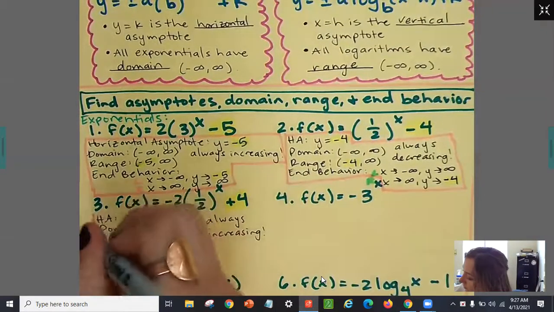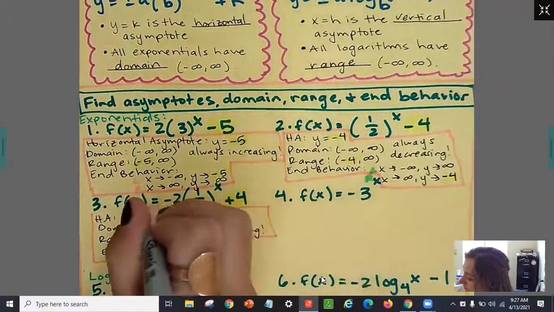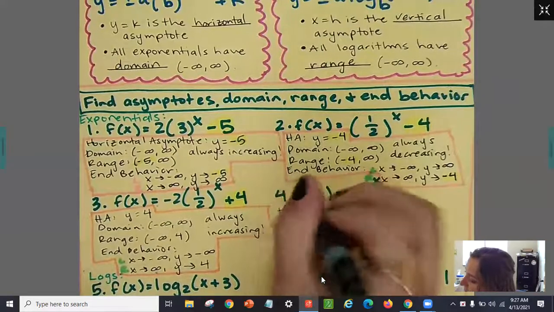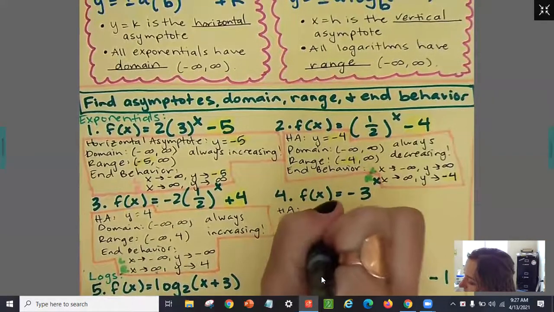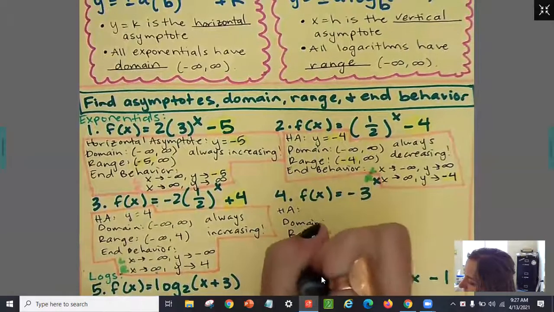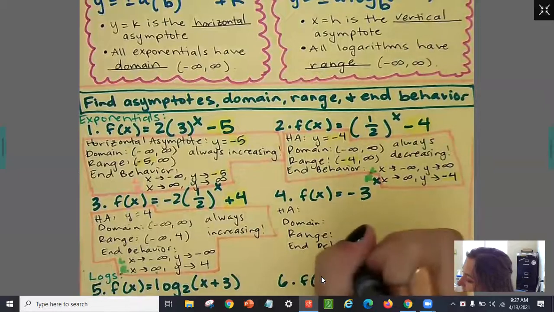Okay, and we're going to look at one last example before we move on to the logarithms. All right, so let's look at this very last one. And we are going to be finding the same things, the horizontal asymptote, the domain, the range, and the end behavior. And we can go ahead and write out a couple things.